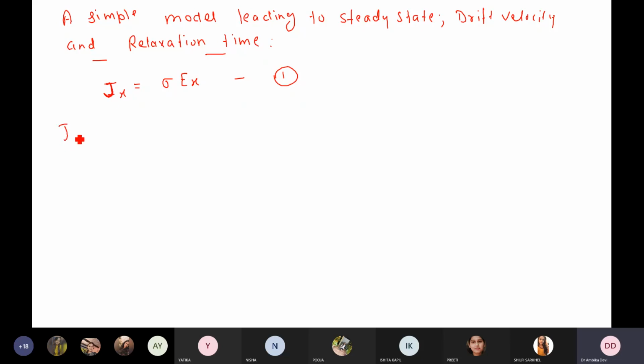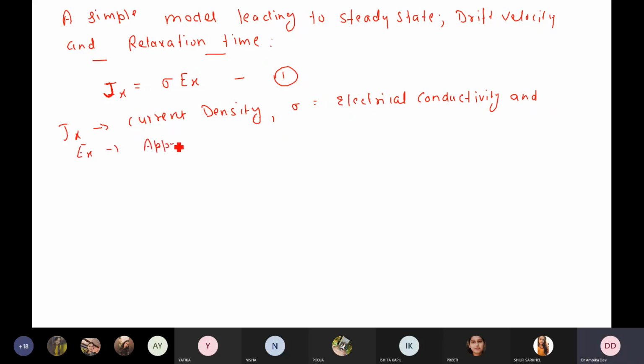Where Jx is the current density, sigma is the electrical conductivity, and Ex is the applied external field.